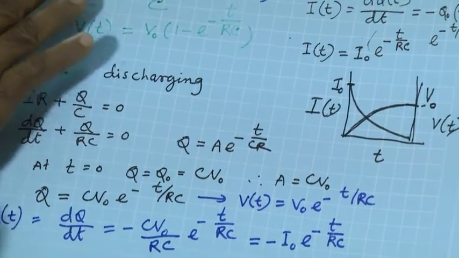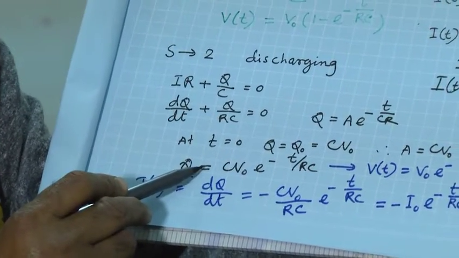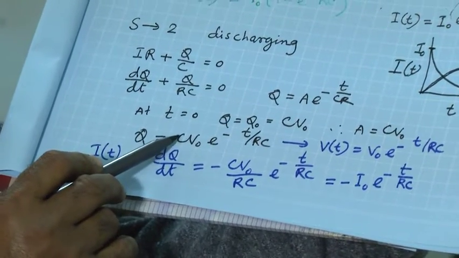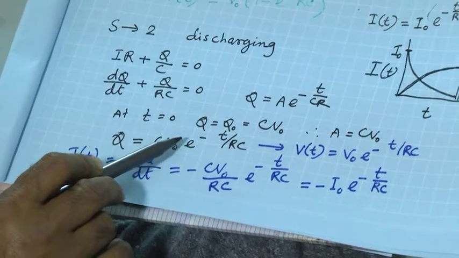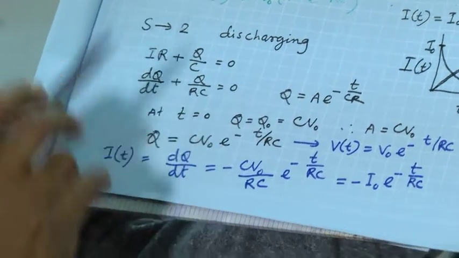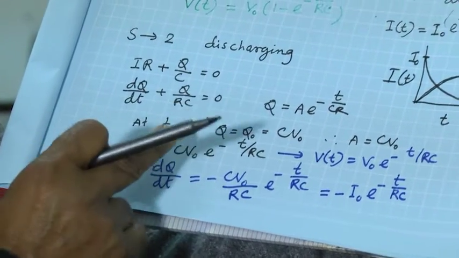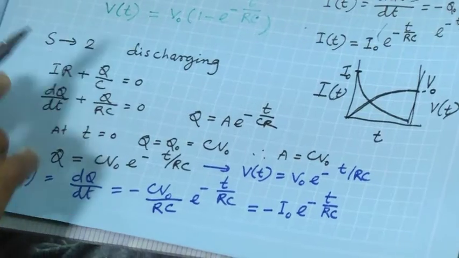and if you proceed as we did in the charging case, you will get Q equal to Q0 e to the power minus t by RC, where CV0 is Q0. So, this form is the same as in the case of current for charging.